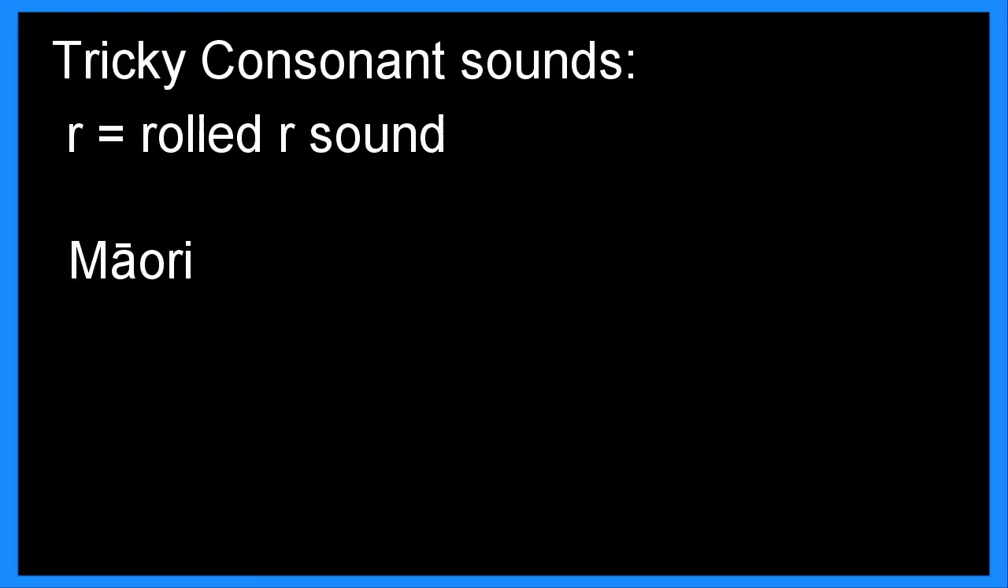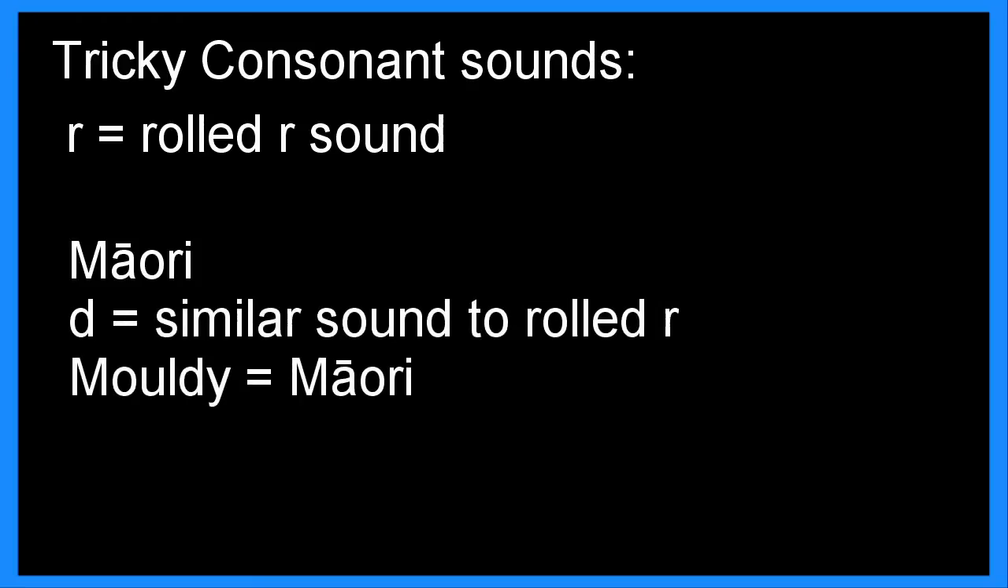Now the easiest way to liken that sound is to use a D sound. For example, if you can say the word mouldy bread, the word mouldy is close phonetically to the word Māori. So if you have to try and find a letter to use that is the same as the rolled R, it would be a D, as in mouldy.